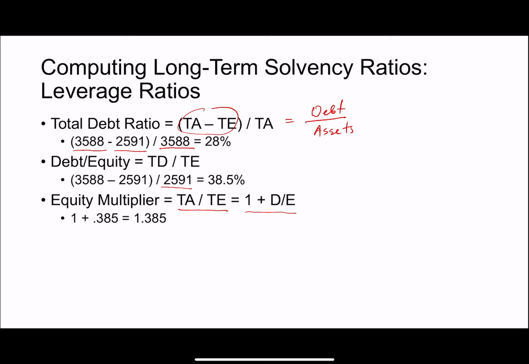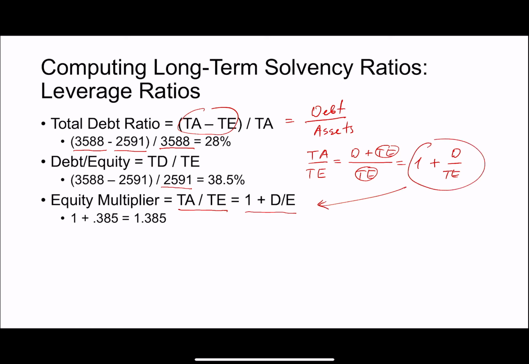So how do you know? Let me just make sure that you understand how it's derived. If I take total assets over total equity, I know that my total assets are equal to debt plus equity, divided by equity, because by definition, assets are equal to debt plus equity. Now all I have to do is divide through. Total assets over total equity over equity is equal to 1, and then I have plus debt over equity. So that would be my equity multiplier.